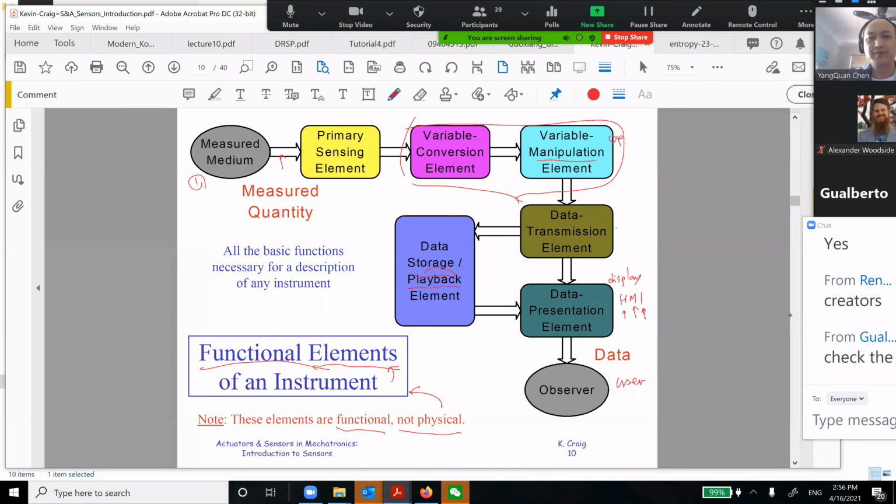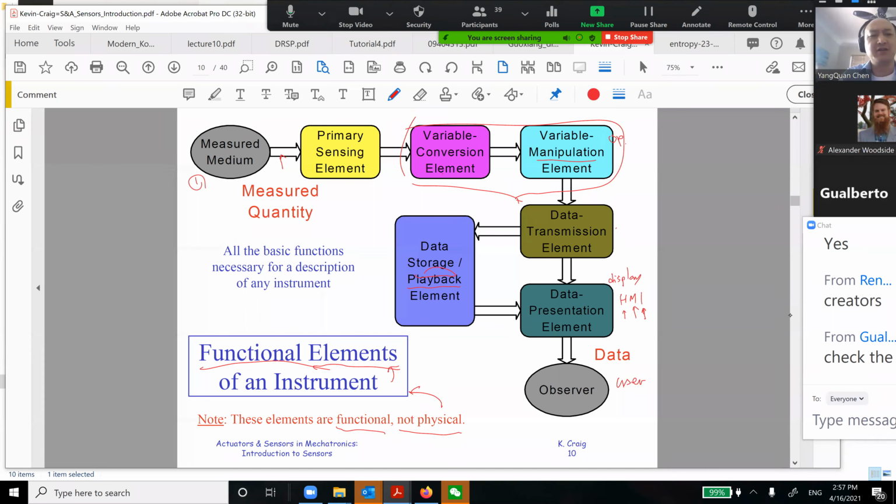So this is the picture I want you to take a look at. We are talking about functionality, not just physics. This is called the functional elements of an instrument. When you have an instrument, you should have all these blocks, more or less. Some of them may be omitted or combined, but you should have these things. We're going to see examples on that.